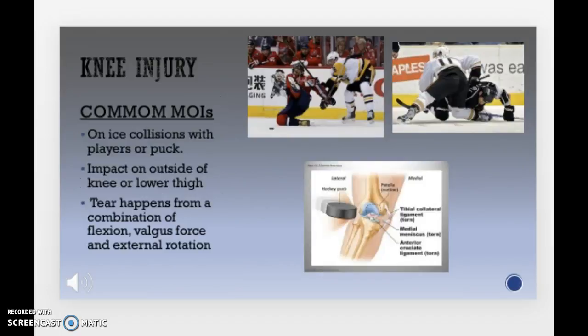Some common mechanisms of injury include on-ice collisions with other players, or even a collision with a puck, as you can see in this photo down on the far end of the slide. The hockey puck is directly impacting the knee joint. And just a side note, the hockey puck in this photo is striking on the lateral side of the knee, whereas the MCL injury is on the medial side of the knee. Immediately after this injury has taken place, players usually hear or feel popping, sometimes even tearing sounds.